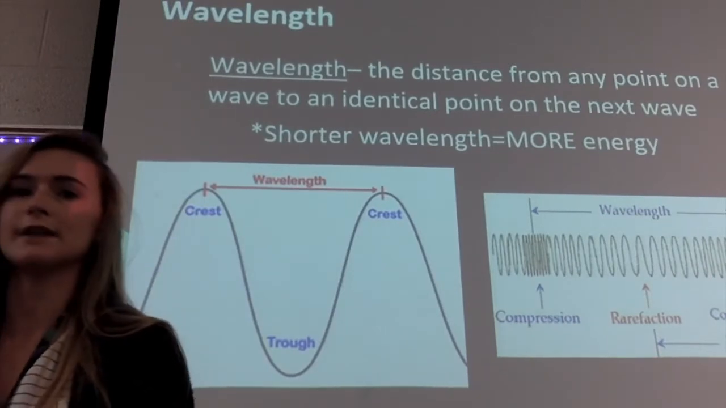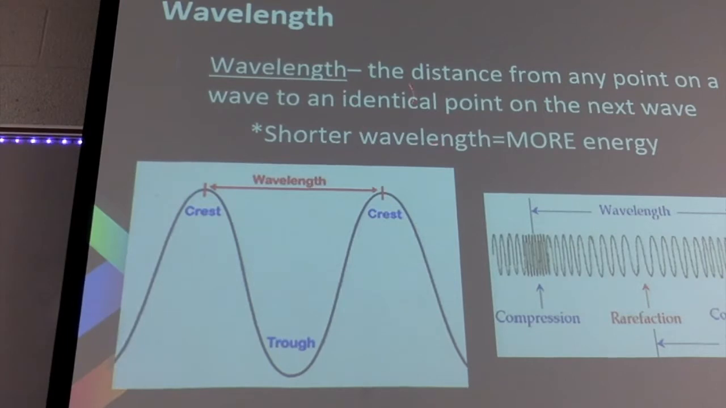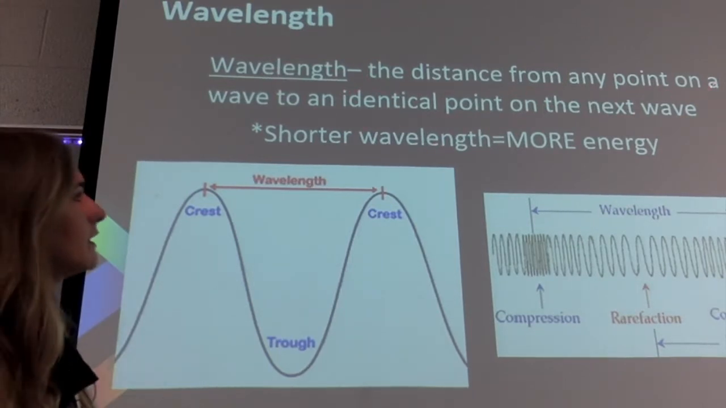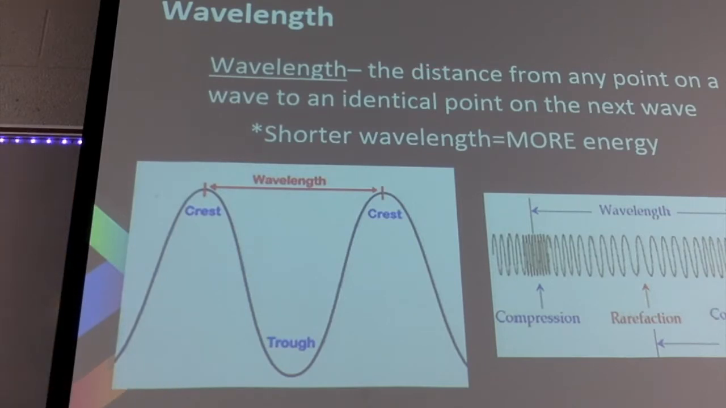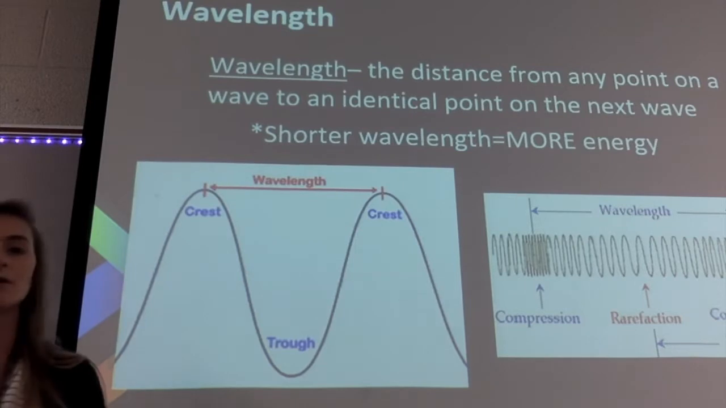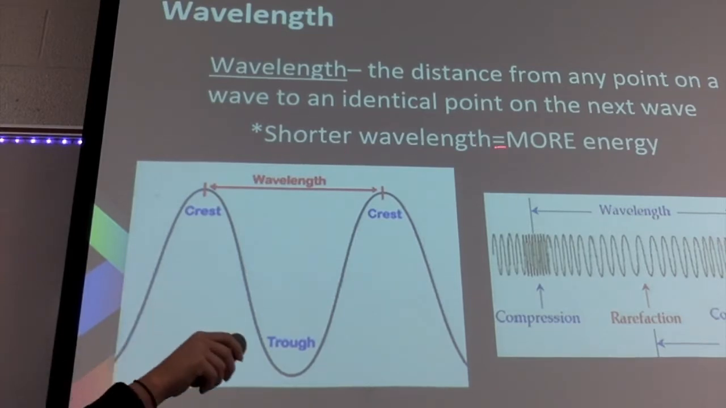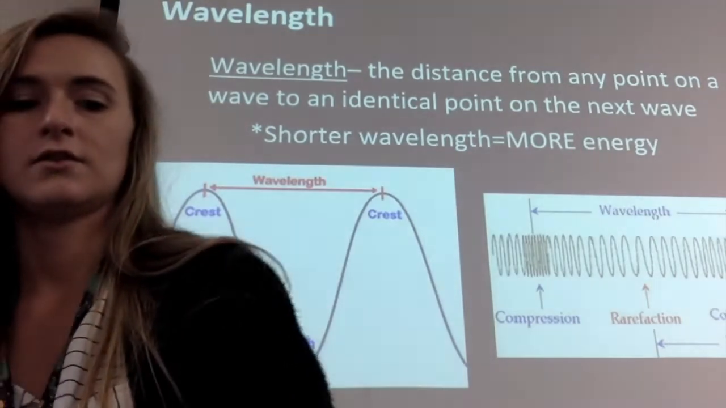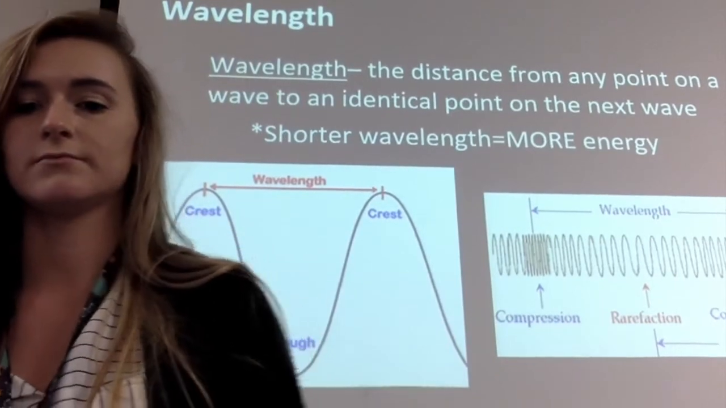I want you to write down the definition of what a wavelength is underneath your number 1. And I do want you to write the whole thing: that distance from any point on a wave to an identical point on the next wave is what wavelength is. And do go ahead and add in that the shorter wavelength has more energy. The shorter wavelength has more energy.